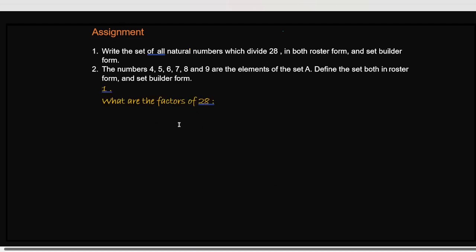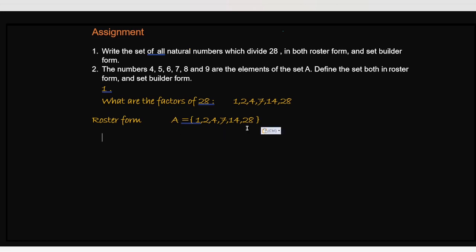First, what are the factors of 28? 1, 2, 4, 7, 14, 28. So these are the elements in the set. How to write it in the roster form? The roster form is simple: A is equal to {1, 2, 4, 7, 14, 28}. We give the whole list of elements.